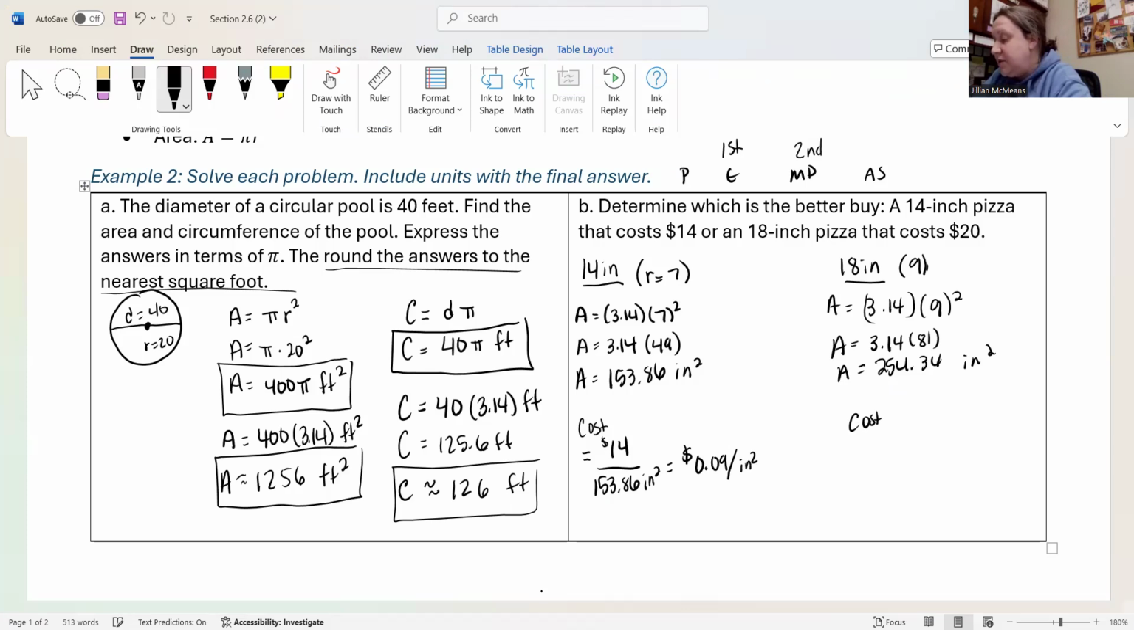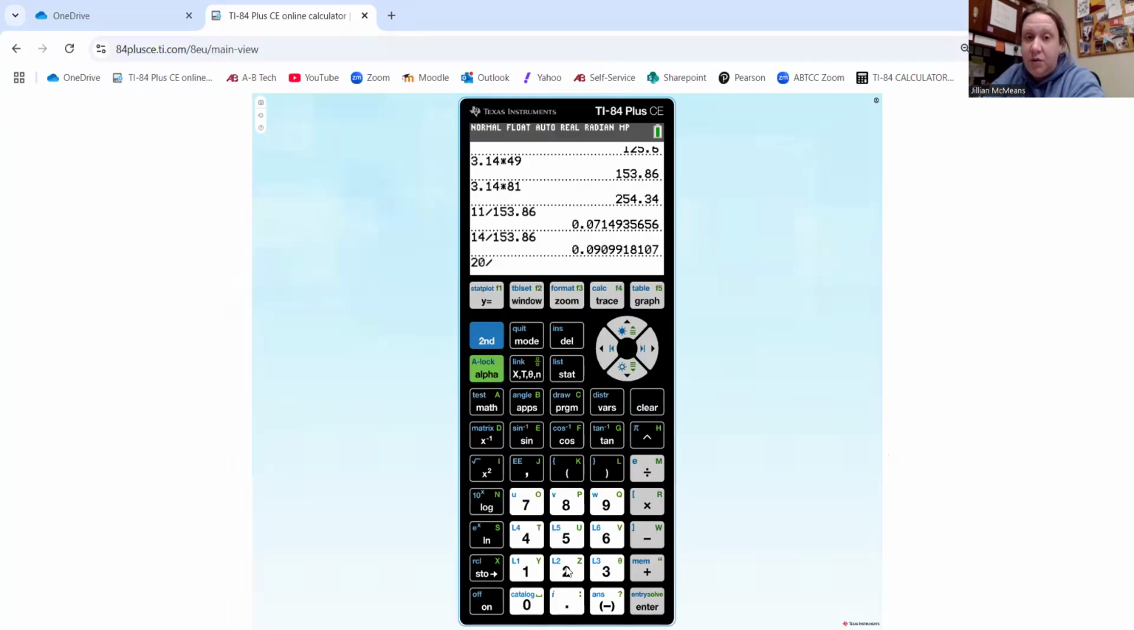Now let's do the same thing, but this time for the 18-inch pizza. So the 18-inch pizza costs $20. We're going to take the $20 and divide it by the area of the pizza, which is 254.34 inches squared. Let's go to the calculator. So we're going to go to the calculator, we'll divide, and then we'll round. So we're going to take the cost, which was $20. We're going to divide it by the area, which was 254.34. And we get 0.0786, and so on.